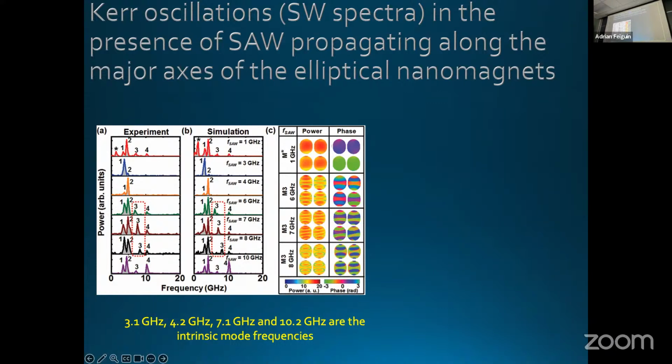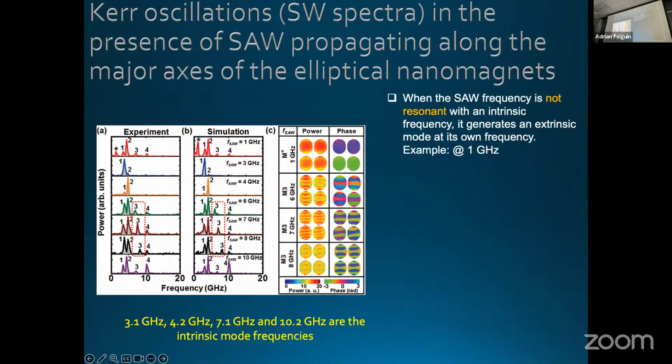And then you go to 3 gigahertz. 3 gigahertz is one of the intrinsic frequencies. So what happens is that the mode that was at 3 gigahertz gets amplified to a much higher amplitude. You can go on and do this. This effect is less pronounced at the higher frequencies, but more pronounced at the lower frequencies.